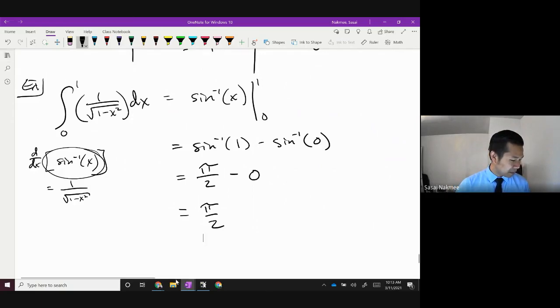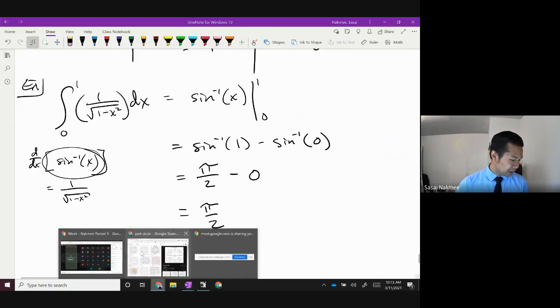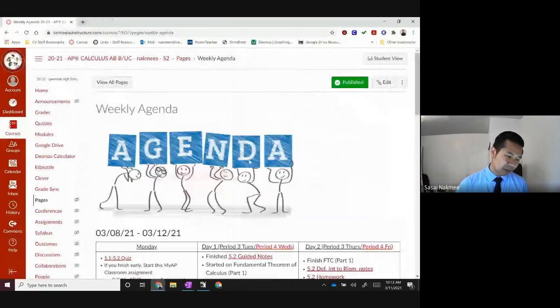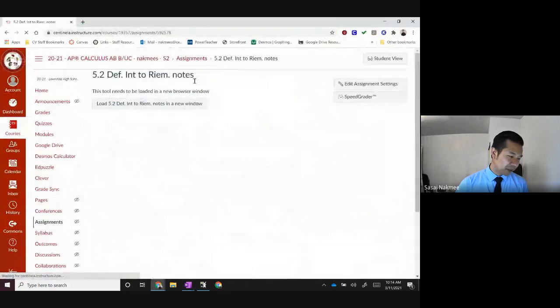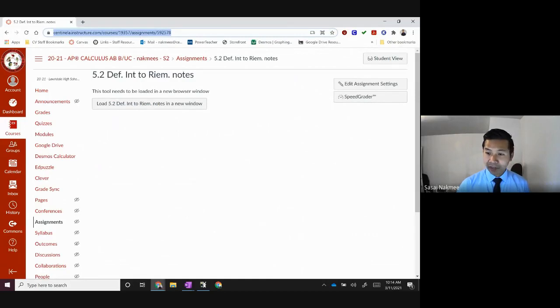All right. That's it for the fundamental theorem of calculus. I do have the next set of notes. It's also going to be guided, so I'm going to give you the link right now. We're going to go from definite integrals to Riemann sums, and then Riemann sums to definite integrals. That's what this is saying right here. So let me give you the link for this guy. These are guided notes that we're going to do together. And then you can just submit it once you've finished it.